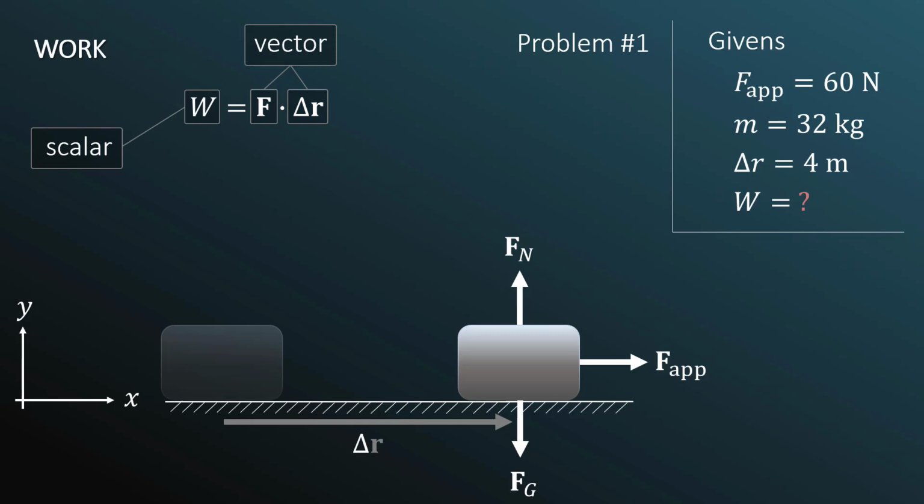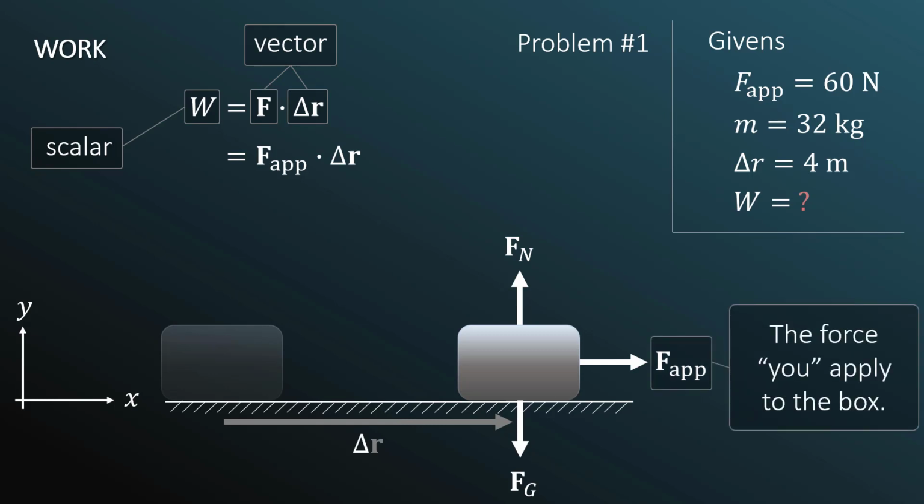Now the only force we're looking at here, the only force that has any component along the direction of the displacement, is our applied force. So we can rewrite this as F applied dotted with delta r. Reminder, this is the force that you apply to the box. Now remember that this dot product becomes F applied cosine theta delta r, where notice that no longer are these quantities vectors, they are now just values. So they're scalar quantities. The applied force, the magnitude of the applied force, multiplied by cosine of the angle between the force and the displacement, and then of course multiplied by the magnitude of that displacement.